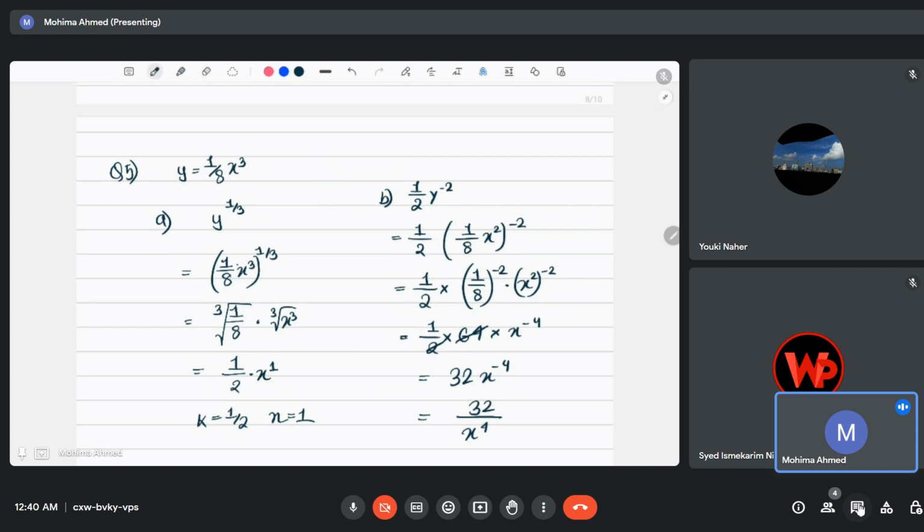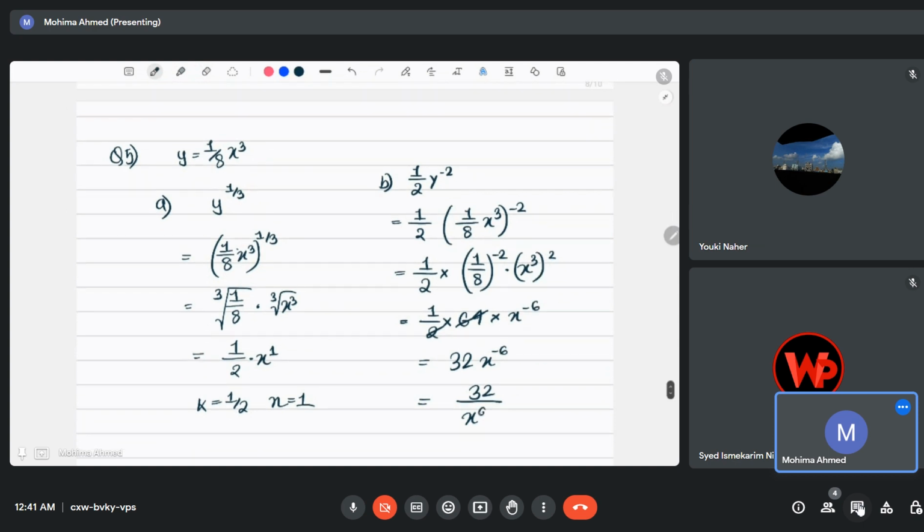Is there any problem for question number 5? Oh, okay, sorry. It was cube. Cube, yes, sorry, I made a mistake. It was cubed the entire time, so it will be power 6, right? 32 divided by x power 6.